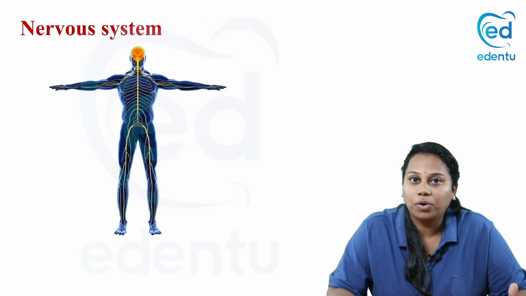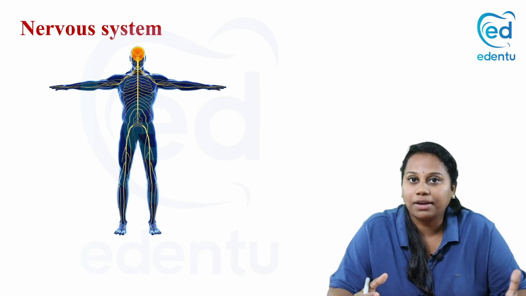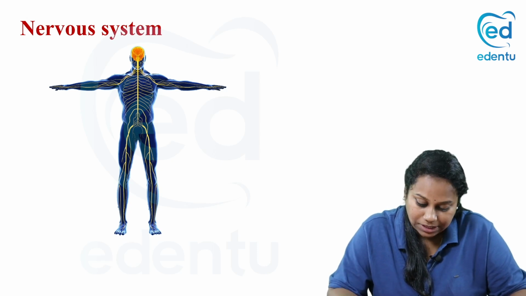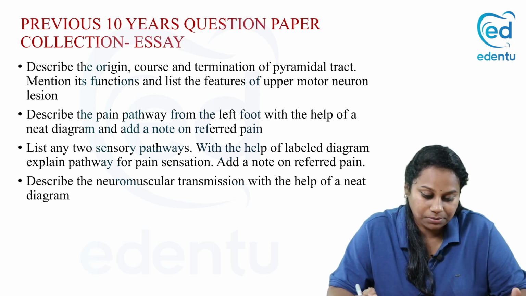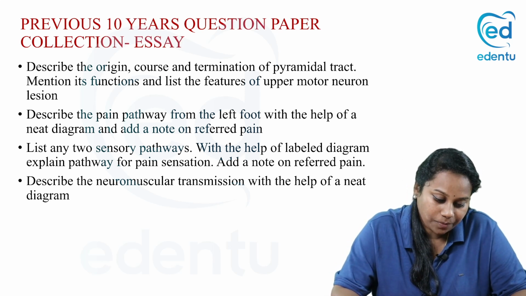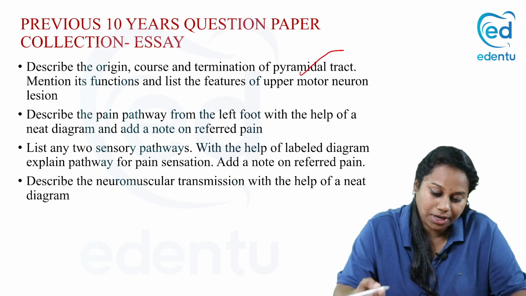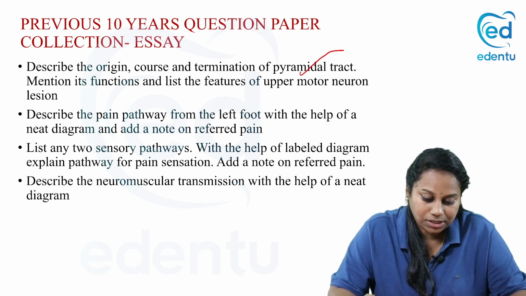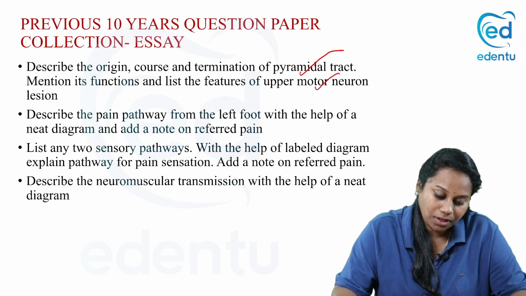So we are going to learn about nervous system, very big topic, but let's try to learn it in the easiest possible way. First, let's look at the repeated questions that were asked in your university exams from nervous system. The essay questions: describe the origin, course, and termination of pyramidal tract. Mention its functions and list the features of upper motor neuron lesion.